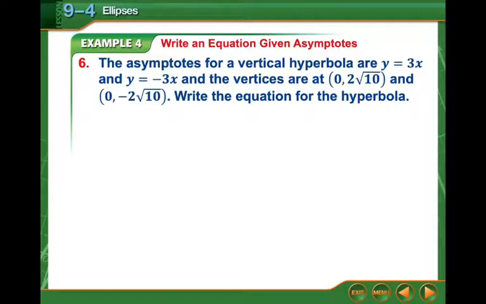So our next one here, the asymptotes for a vertical hyperbola are at y equal to 3x and y equal to negative 3x. And the vertices are at 0, 2 square root 10, and 0, negative 2 square root 10. We're going to write the equation of the hyperbola.